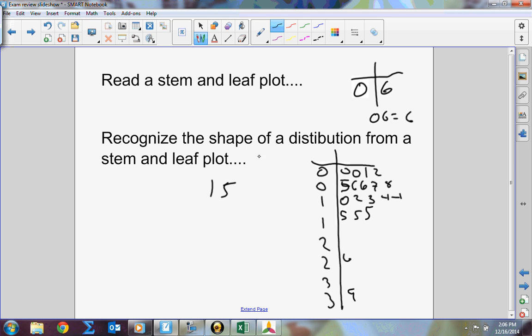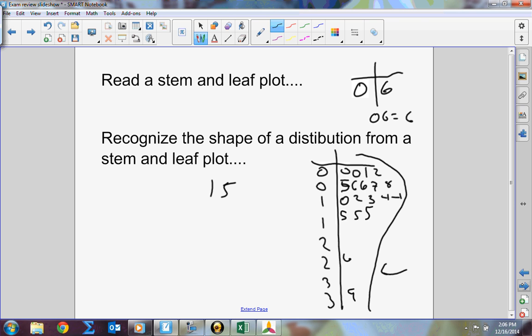And then recognize the shape of a distribution from a stem and leaf plot. So if you turn this to its side, which I am doing right now, but you can't tell, alright, then I would see that it kind of takes on this shape, which means the tail is out to the right. So you know what to do when the tail is out to the right. It's going to be skewed to the right.